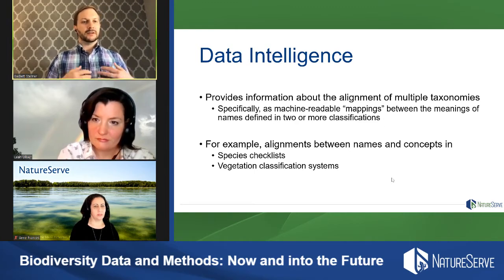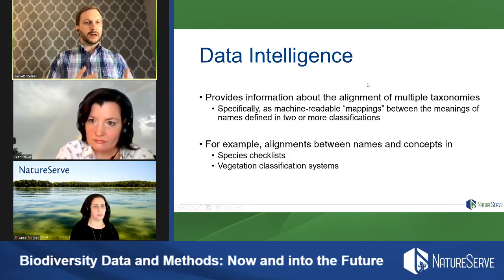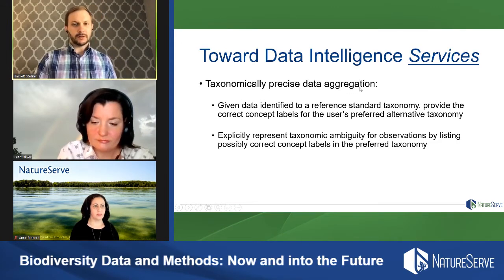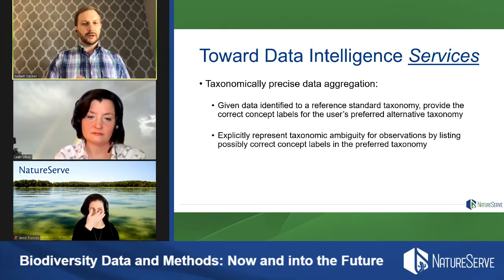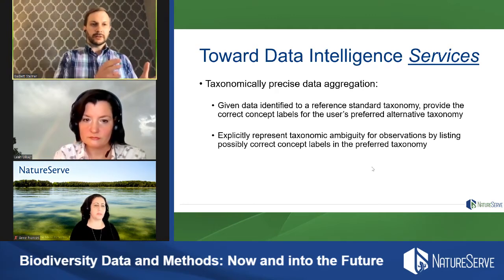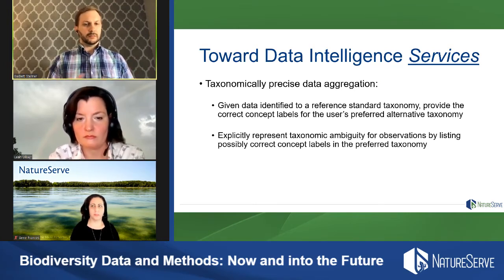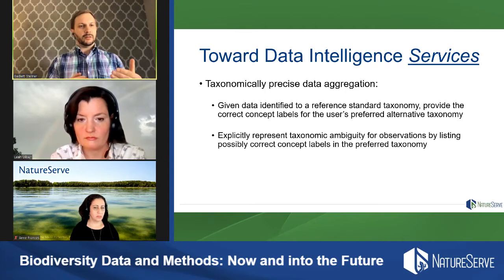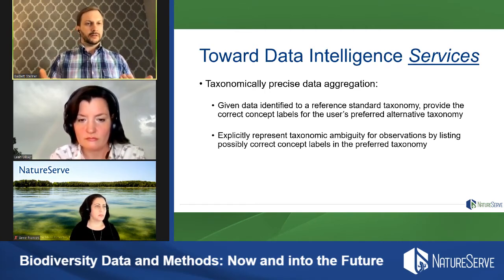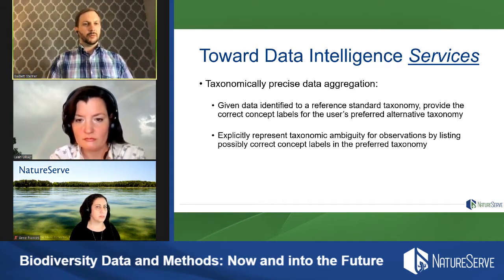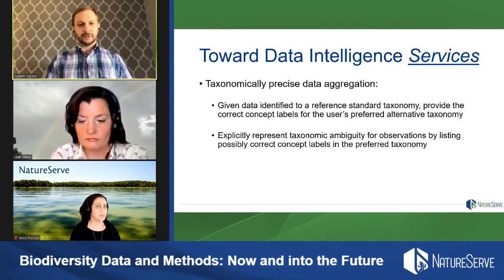So a key goal here is to take a data set that has names, but not according to a coherent taxonomy, there we go, and provide the correct concept labels for the user's preferred specified taxonomic treatment. In addition, to explicitly represent taxonomic ambiguity for these observations, did it come from this taxonomy or this taxonomy, by listing the potentially correct concept labels on the target preferred taxonomy that are consistent with the data that we're looking at. So if we're not sure which concept on the target taxonomy is correct, to give a list of alternatives rather than to simply say nothing or to pick one when it's not fully confident. All right, next slide.